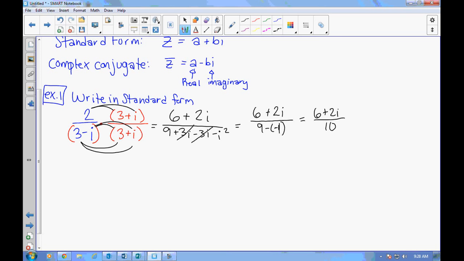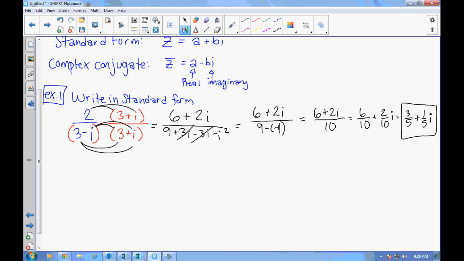I want it written in standard form, which is the real piece, plus or minus the imaginary piece. So now that I have one denominator, I'm going to break it apart. 6 over 10 is the real piece. What's the imaginary piece? 2 over 10 i. I'm going to stick the i outside. And if I simplify, both of those simplify. 6 over 10, what would that simplify to? 3/5, great. Plus, Sammy, what does 2/10 i simplify to? 1/5 i, right? And now that's standard form.